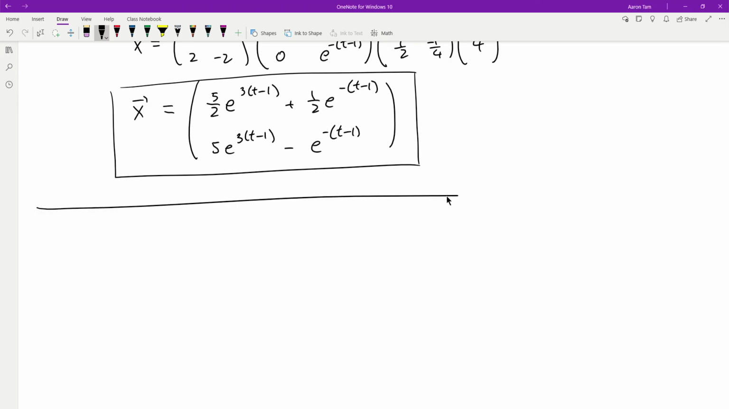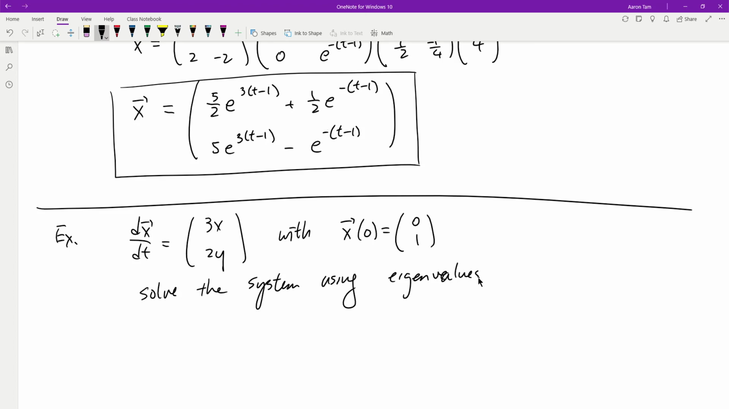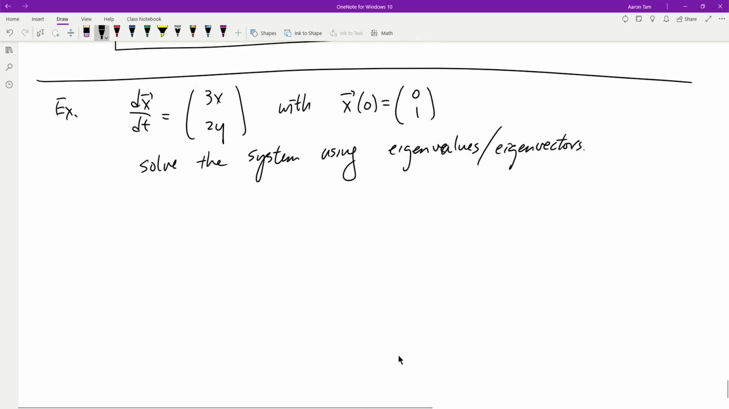All right. So the next problem is this one. dx over dt equal to 3x, 2y, with initial condition, vector x of 0 equal to 0, 1. Okay, solve the system using eigenvalues and eigenvectors. All right, so pretty straightforward.